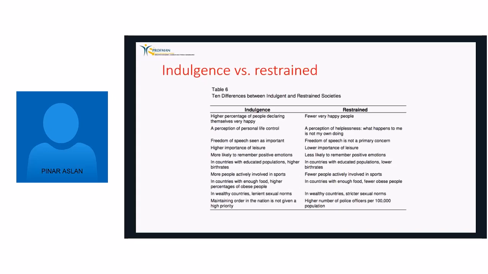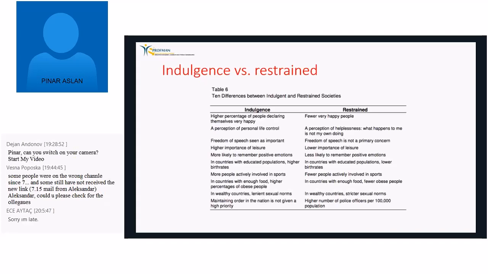In indulgent societies, in countries with educated populations, there are higher birth rates. In restrained societies, in countries with educated populations, lower birth rates. In indulgent societies, most people are actively involved in sports. And in restrained societies, fewer people are actively involved in sports.